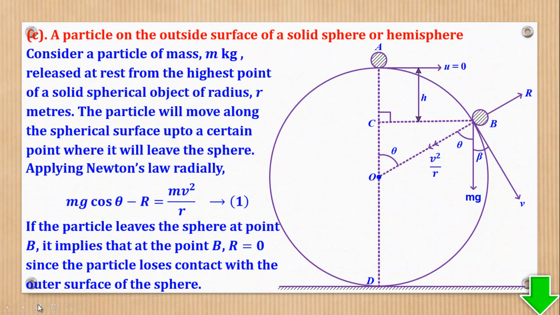So here, the horizontal distance will be from here up to here. Therefore, if this is r and this is theta, it implies that resolving gives you r sine theta.